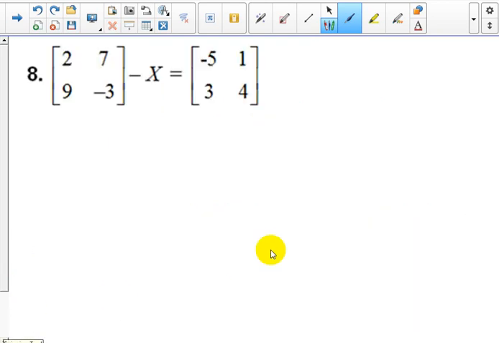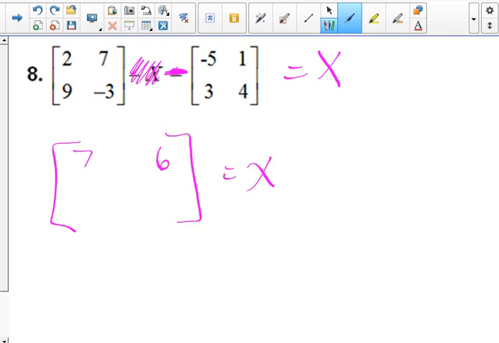All right, so let's look at 8. So I said we could just add x to each side and then subtract the second one from each side. So you're going to get 2 minus negative 5, which is going to be 7, and then 7 minus 1, which is 6, and then 9 minus 3, which is 6, and negative 3 minus 4, which is negative 7. Okay? Did everybody get that? Any questions on that one?